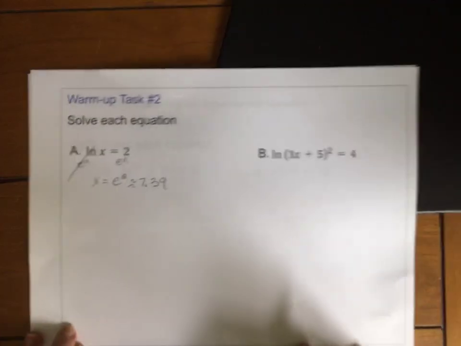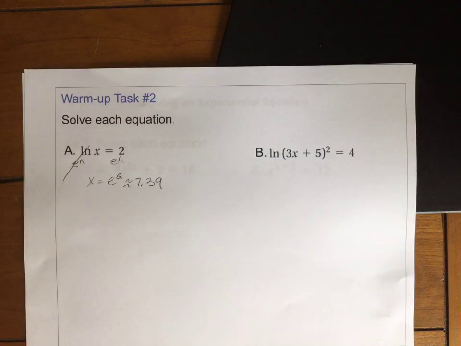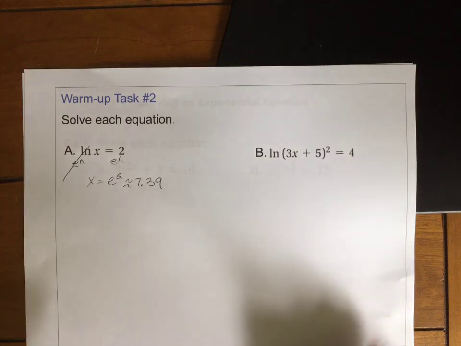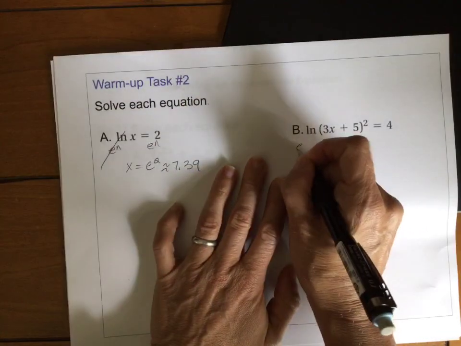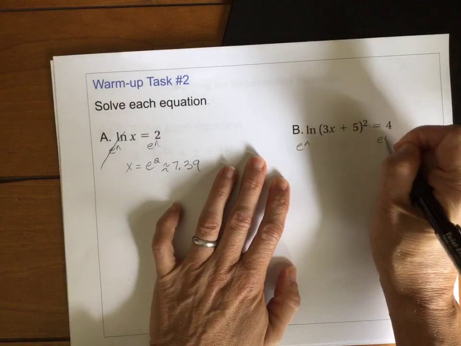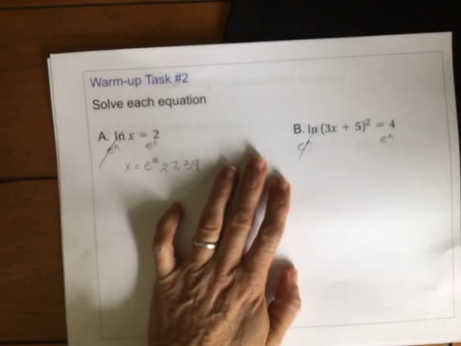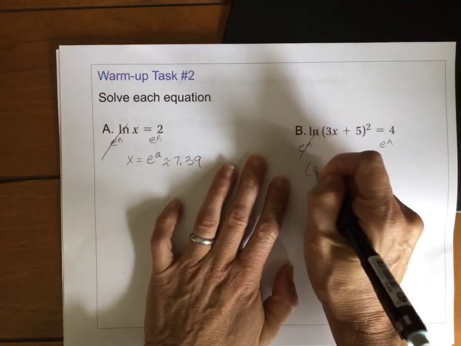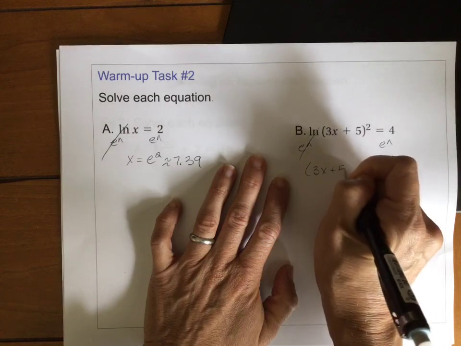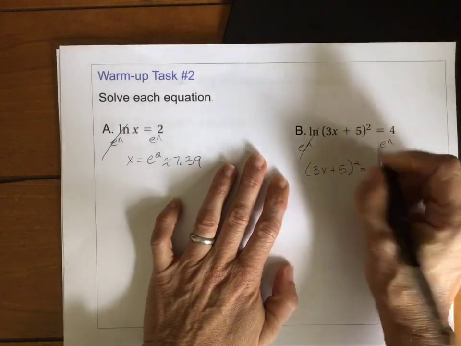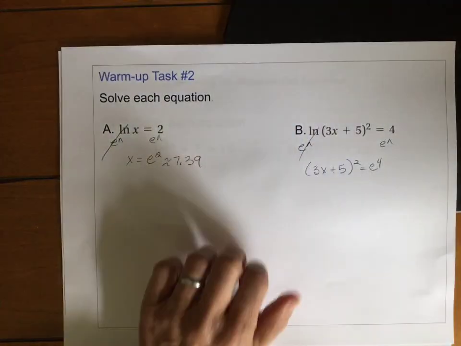All right, we have a little more involvement in this one. Natural log is still by itself, but now I still need to undo it. And so I do the same thing I just did on A, where that cancels that out, leaving me with just 3x plus 5 squared equals e to the 4th.